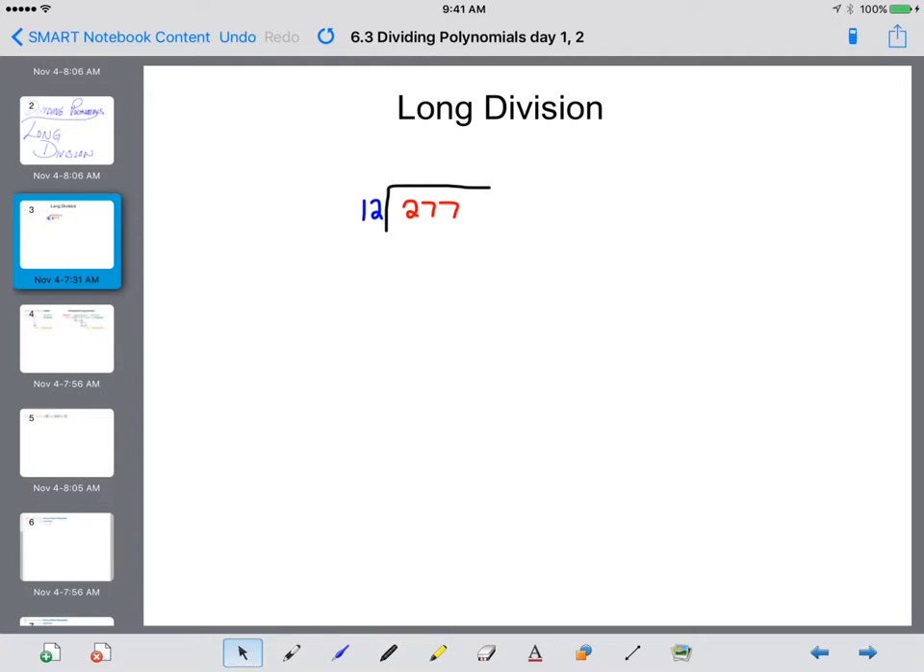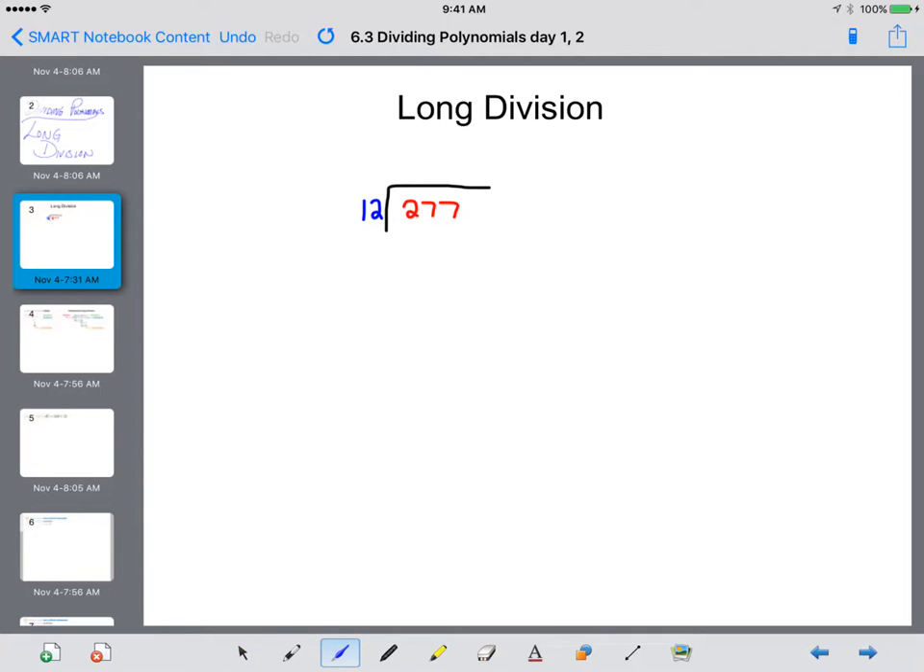If we want to do 277 divided by 12, we would first look at the first two numbers, 27. How many times could 12 go into 27 without going over? Well, 2 times 12 is 24. 3 times 12 is 36. So 36 is going past 27, so we'd fall back on 2.